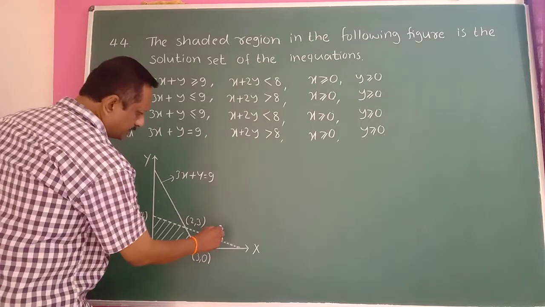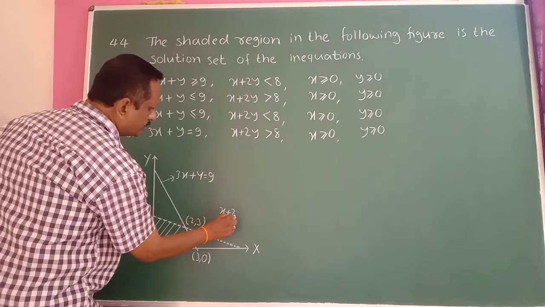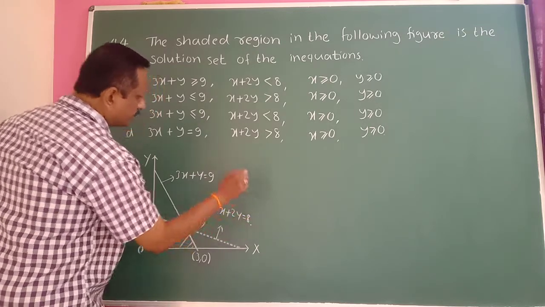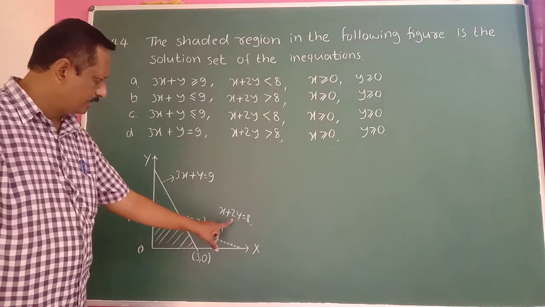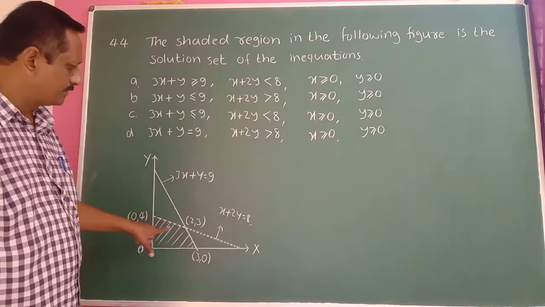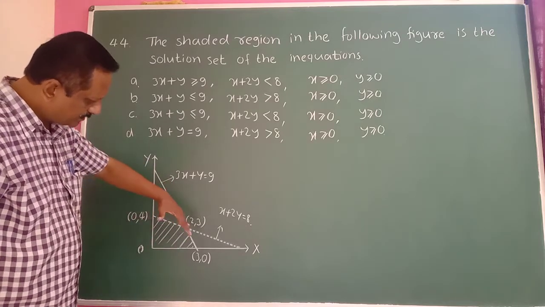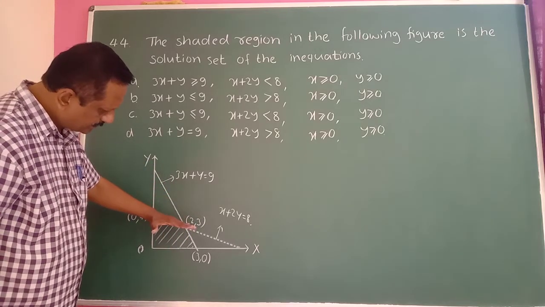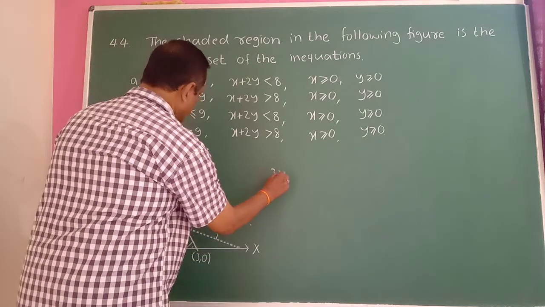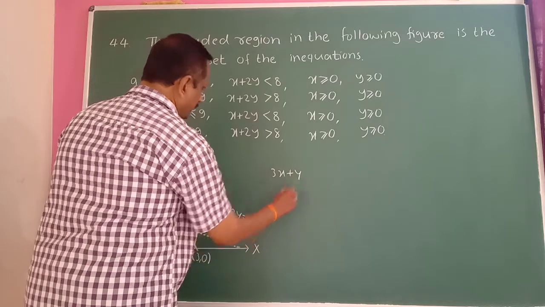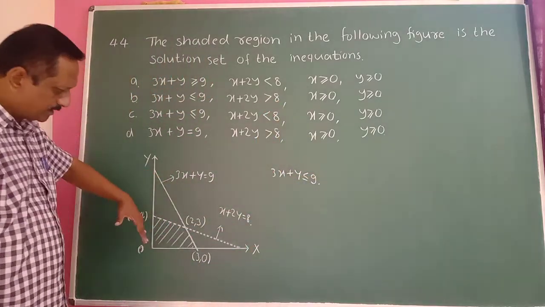Then the equation of this one here. Obviously x plus 2y is equal to 8 here, because x value is 0 and y value is 4, 4 2s are 8 here. Therefore, this is the equation of this line. And both shadings are below here. This line's shading is below, this line's shading is also below. So 3x plus y is less than or equal to 9 here because the shading is below the line.